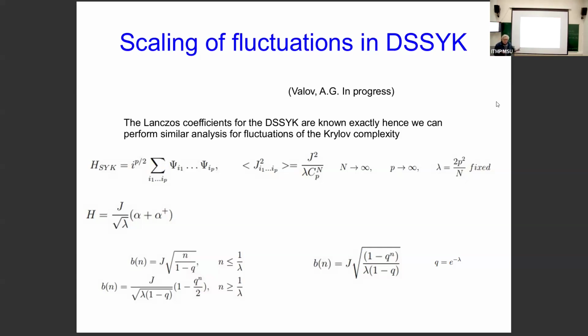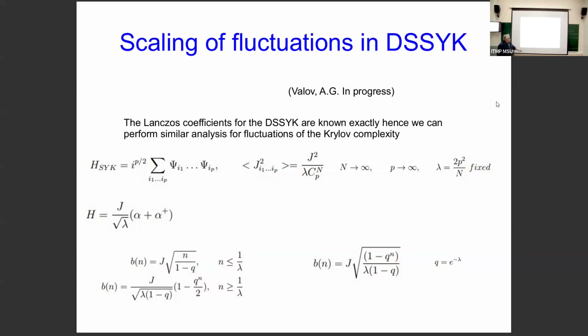It's the next point of my talk. Okay, so let me turn to generalization of this logic to SYK, and it's most suitable to consider double-scaled SYK, because in that case the Lanczos coefficients are known. They are expressed in terms of overlaps of q-Hermite polynomials. And this is work in progress.